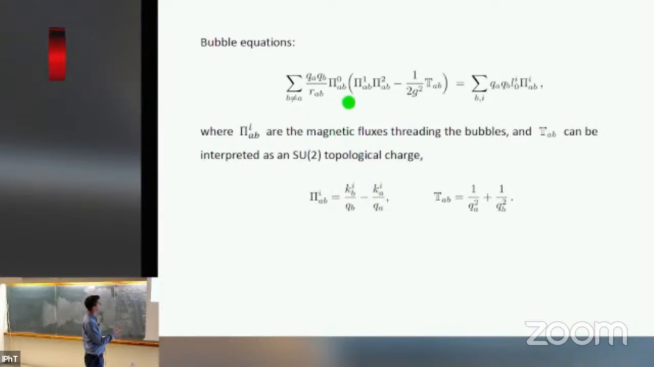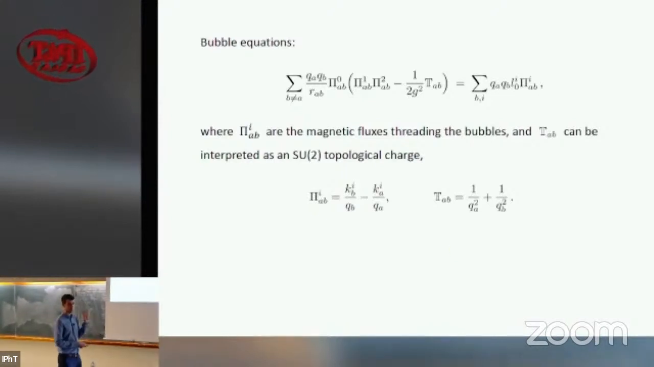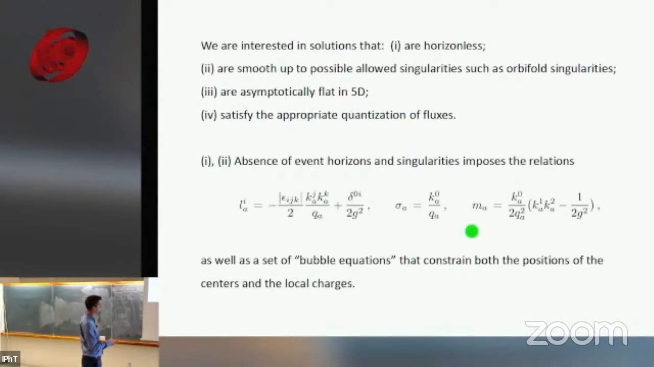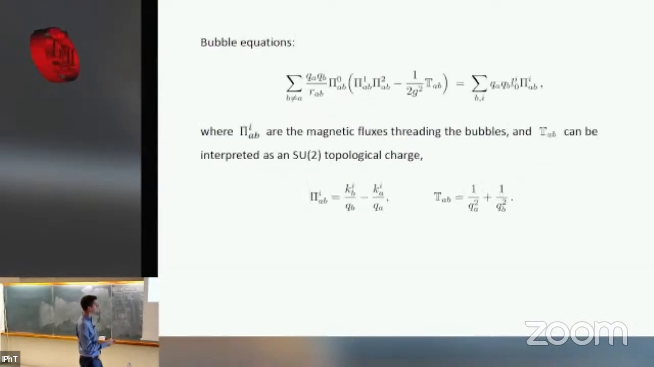And the bubble equations have a term on the left-hand side, which is cubic in those. Here we have that non-abelian flux term, which is interestingly independent of the lambda parameters, but only dependent on the Gibbons-Hawking charges. And this is the thing you can think of as the SU2 topological charge. Now the sigma was already fixed to be k over q, and that doesn't come into the topological flux. So on the right-hand side, then we have the terms which will be more familiar, which involve the L0s, the constants in the harmonic functions.